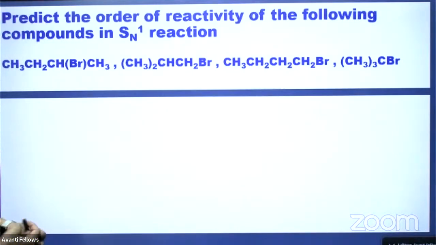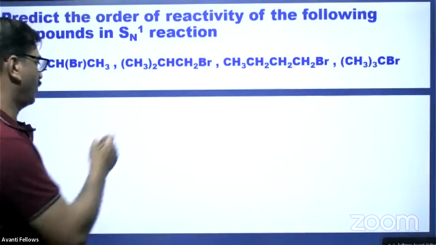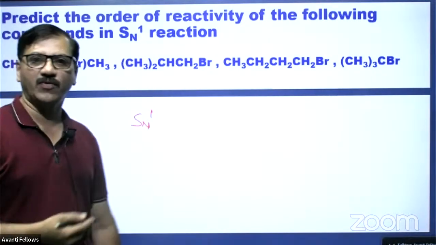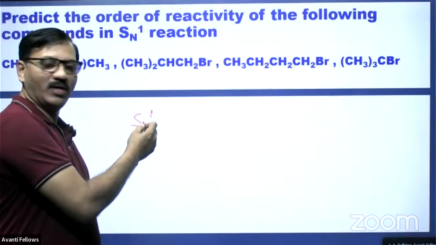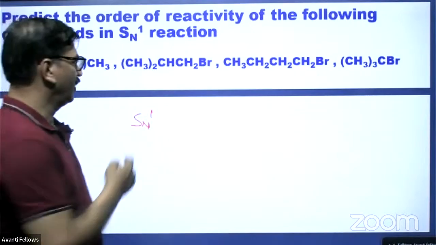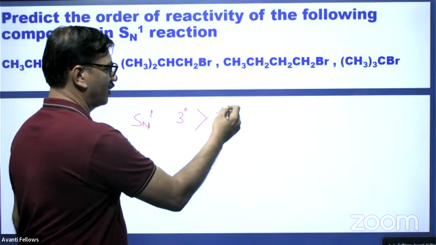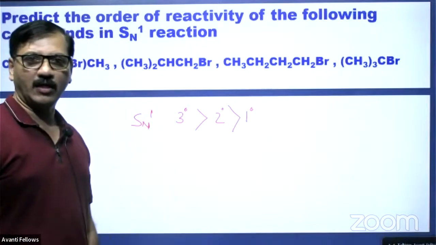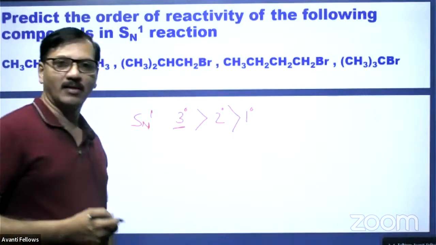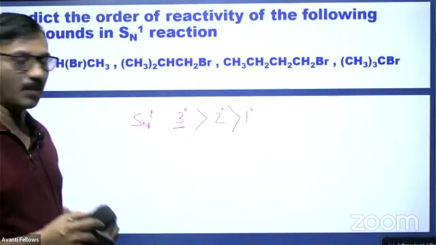Now, this is: predict the order of the reactivity of the following in SN1 reaction. What is this SN1 reaction? As I told you, SN1 stands for substitution nucleophilic unimolecular. And the key thing to remember there is tertiary reacts faster than secondary than primary. This is a key thing you should remember immediately when we talk about SN1. Why tertiary? It is because the tertiary carbocation is the intermediate which is stable.